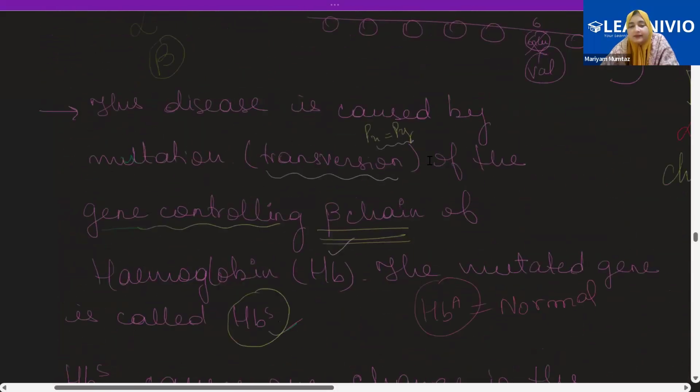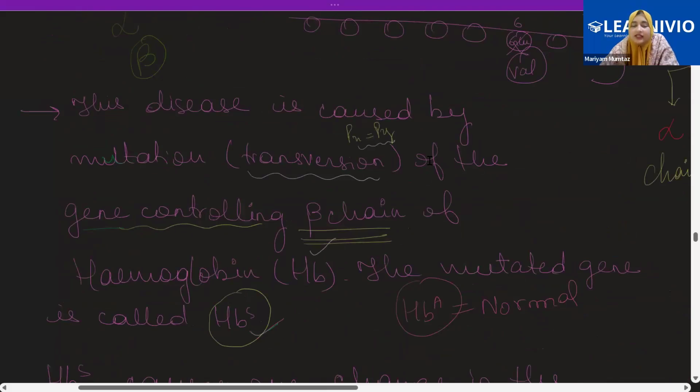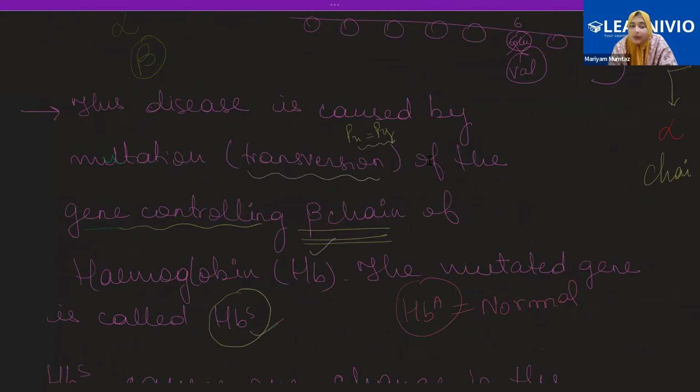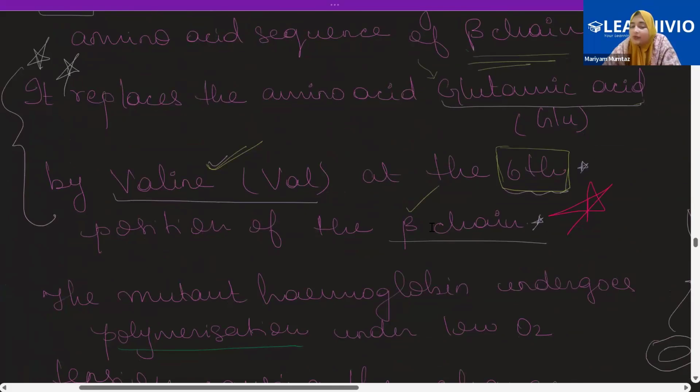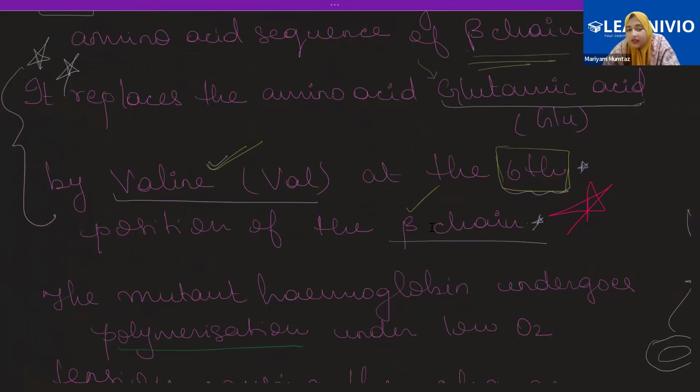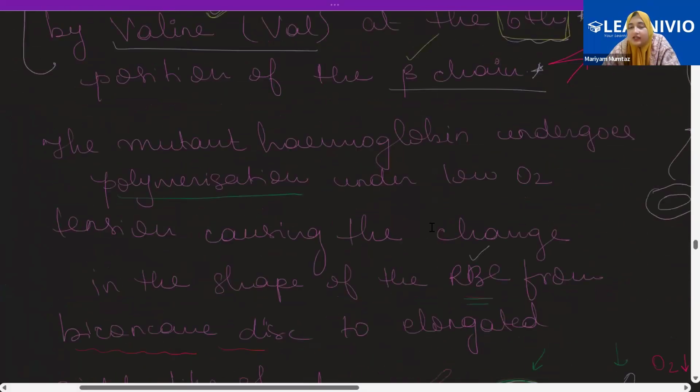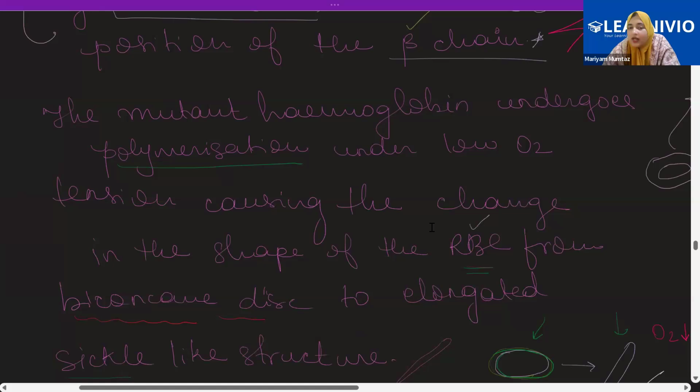Now, before that, this disease is caused by which type of mutation? So, transversion, wherein the purine gets replaced by a pyrimidine, and here the beta globin chain is affected. So, in this case, the amino acid glutamic acid gets replaced by valine at which position? At the sixth position of the beta globin chain. Now, because of this, under low oxygen tension, the shape of the RBC changes.